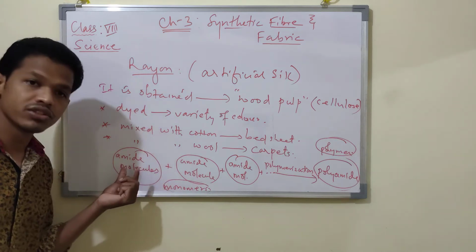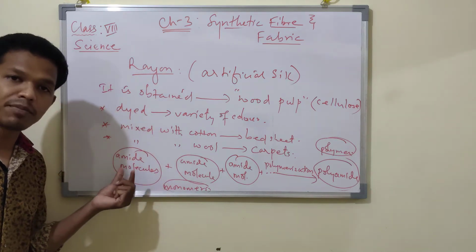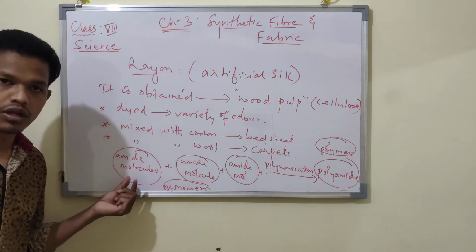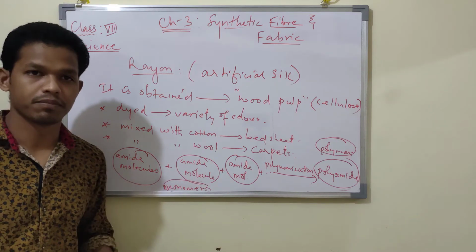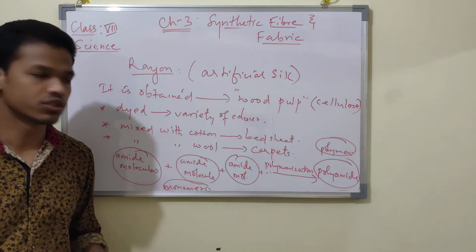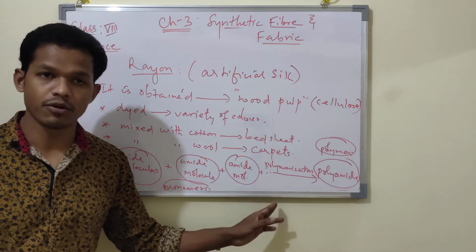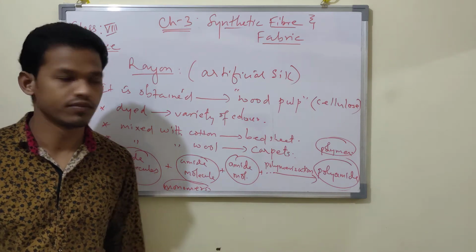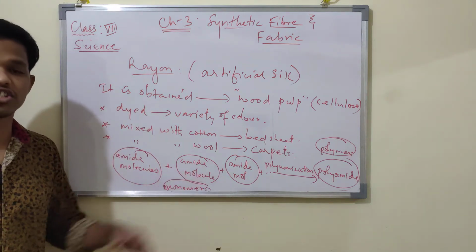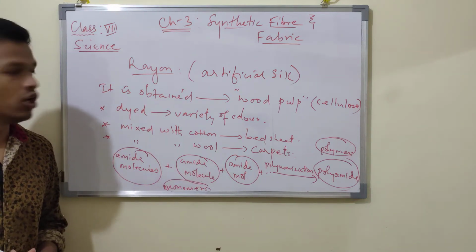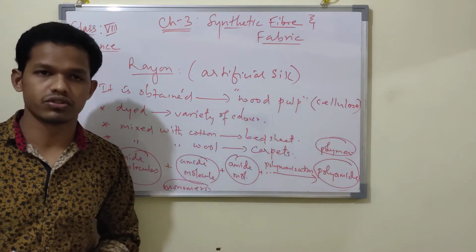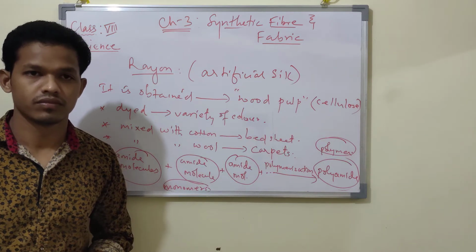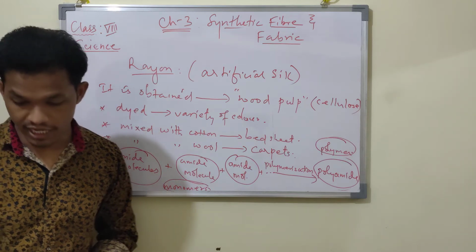These are amide molecules, the amide functional group. This is a simple group containing carbon, hydrogen and nitrogen. These amide molecules are processed in industries. So this is obtained from wood pulp, which is known as cellulose.